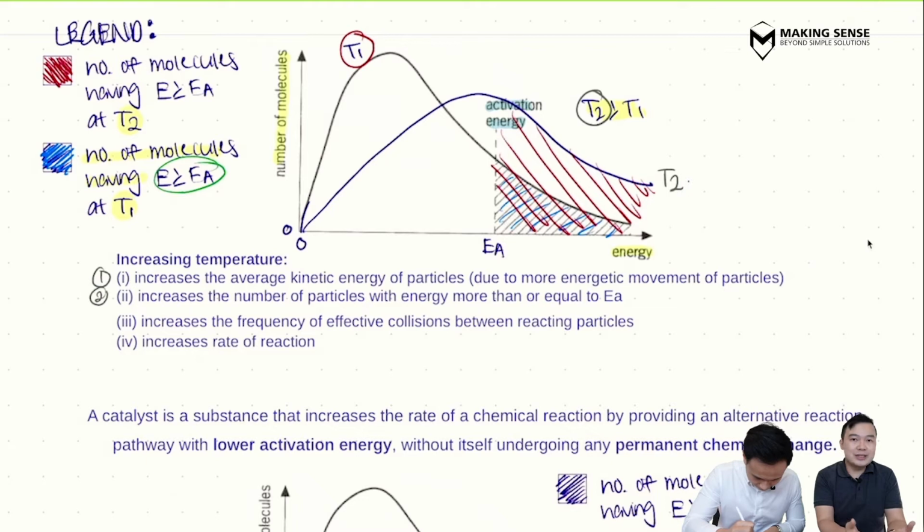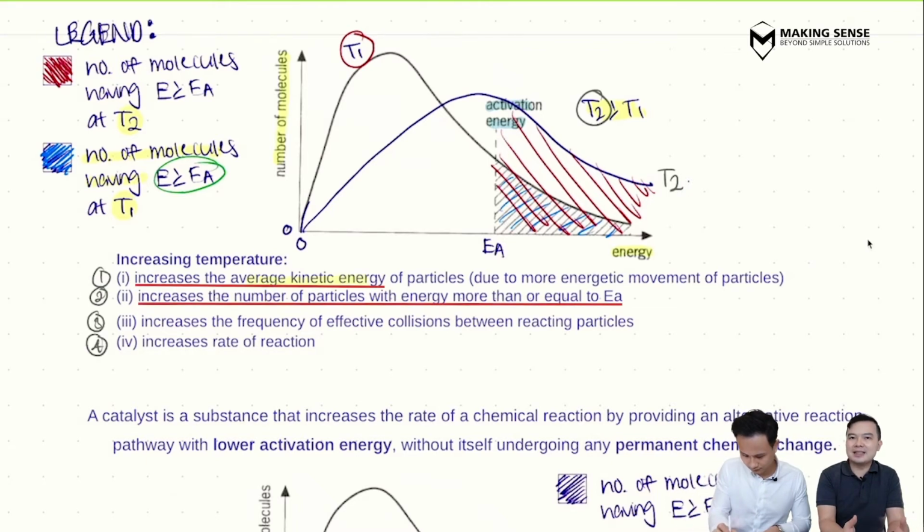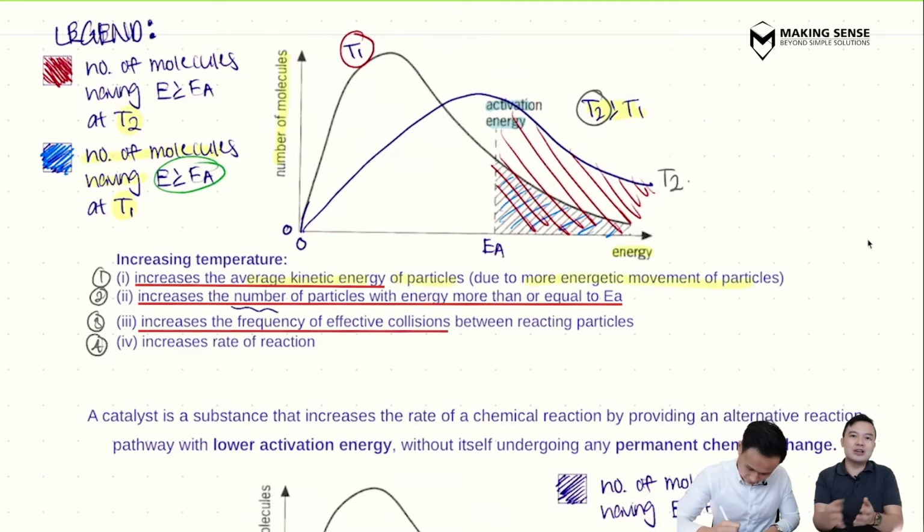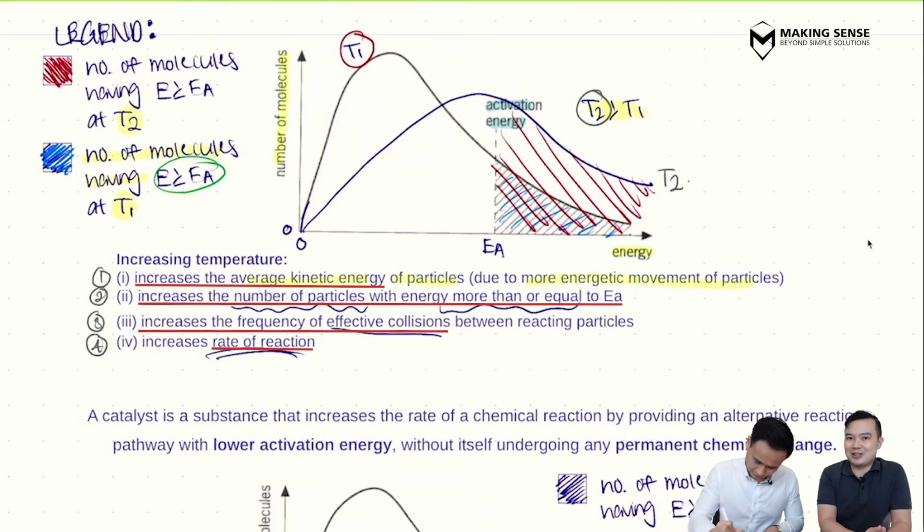An increase in temperature always increases the kinetic energy, which means that there's going to be more particles possessing energy beyond the activation energy. So that actually translates to an increase in the frequency of effective collisions, which eventually ends up with an increase in the reaction rate. Okay, so the 4 points will give you the 2 marks eventually.